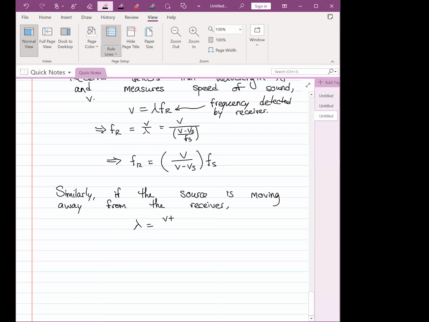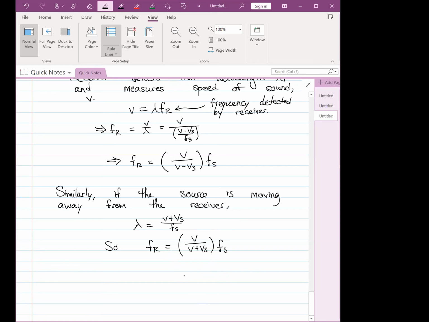lambda is (v plus v sub s) over f sub s, and so the frequency that the receiver receives is v divided by (v plus v sub s) times f sub s, which is just to say, as the speed of the source moving away from the receiver increases, the frequency goes down. So something traveling away from you will have a deeper sound, less high pitched.